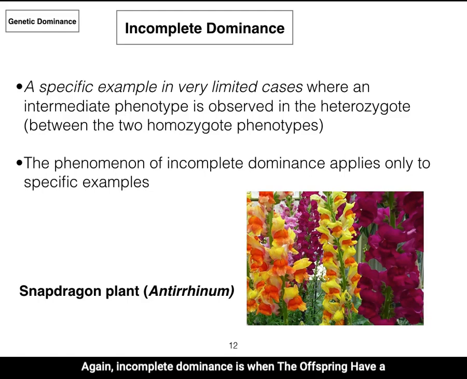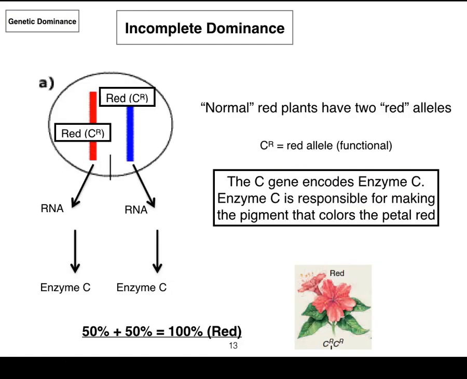Again, incomplete dominance is when the offspring have a phenotype that is somewhere in between those of the parents. There are very few examples of this form of inheritance. It is rare. However, the snapdragons offer a great model system for studying incomplete dominance. To understand this phenomenon in snapdragons, let's use our plant cell example again.